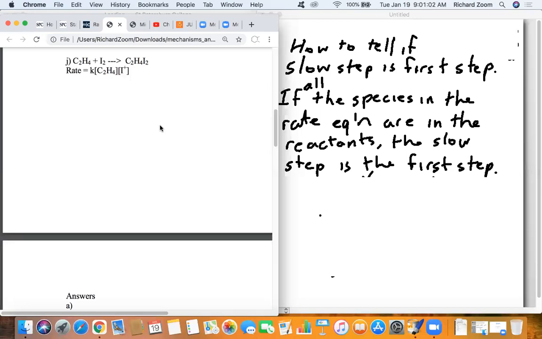So if it's like a one-step equation, is that going to be a fast or slow reaction, or does that not come into play? It wouldn't come into play because it's only one step. There would be no slow step, there would be no fast step, it's just one step. But I know that it can't be one step because not everything in the reactants is in the rate equation. That tells me it must be more than one step. Then we've got to determine, if it's not one step, is the slow step the first step or the second step? And that's what we're trying to figure out here.